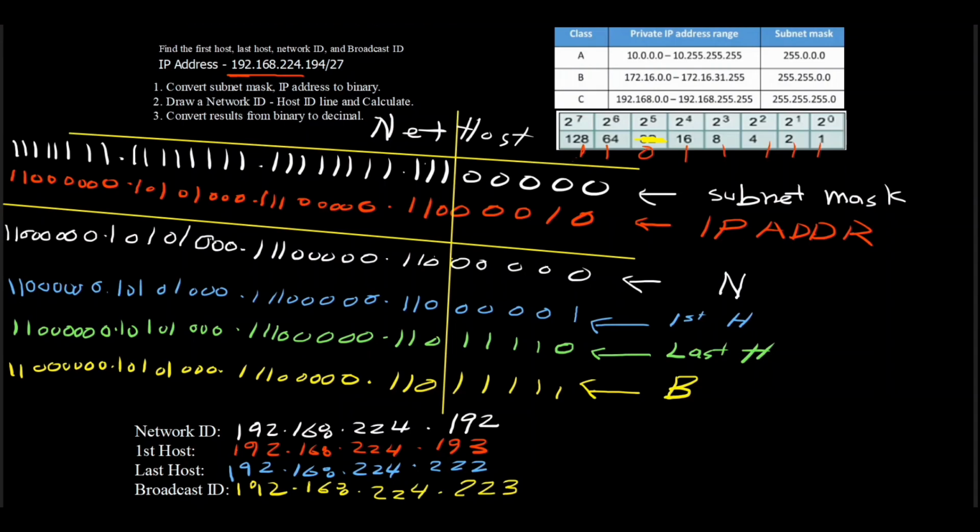and that's basically it. That should be the network ID, the first host, last host, and the broadcast ID for the IP address 192.168.224.194, and the CIDR notation is 27.